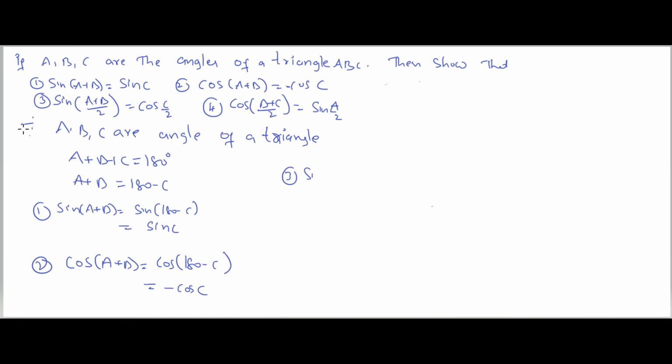Third one is sine of (A plus B) by 2. That is equal to sine of (A plus B means 180 minus C) by 2. That is equal to sine of 90 minus C by 2. Sine of 90 minus theta lies in the first quadrant. In the first quadrant, sine theta is positive. Here is 90, so sine changes to cos. That is equal to cos C by 2.